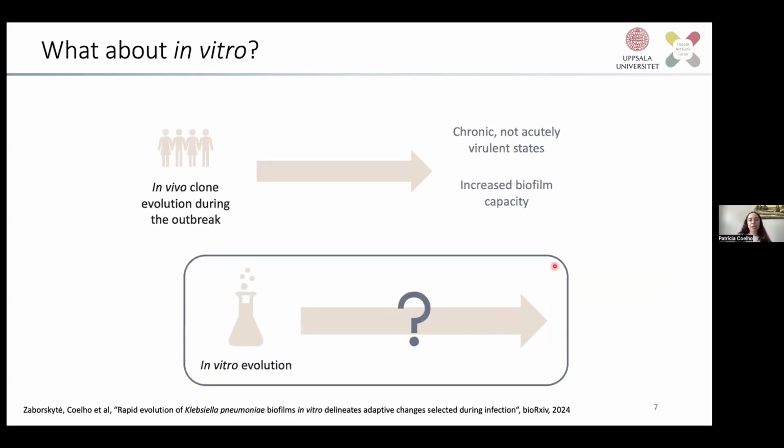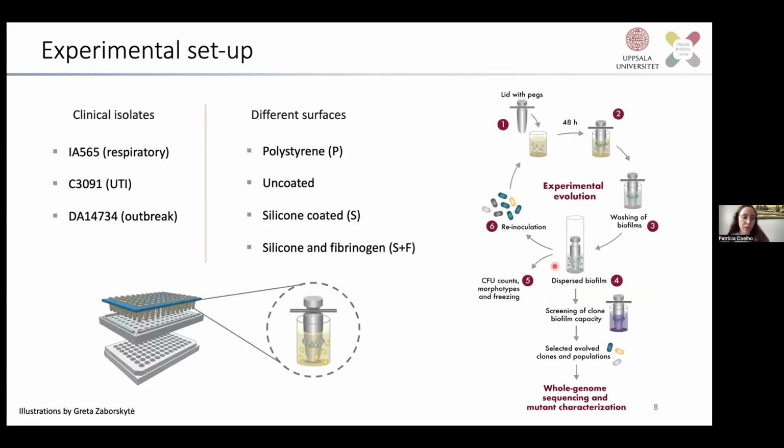So the question is, would we be able to see this also in vitro? So would we be able to see the same evolutionary trajectory in an in vitro setting? So that's where the project starts. We chose 3 clinical isolates to evolve. So we have a respiratory isolate here, 1 isolate from a urinary tract infection, and the isolate from the outbreak. And we evolved these 3 parental strains on different surfaces.